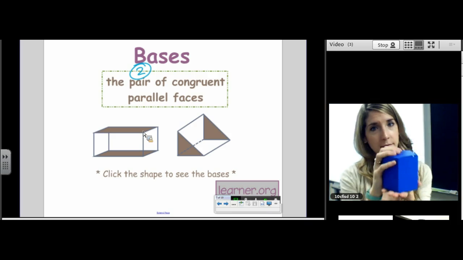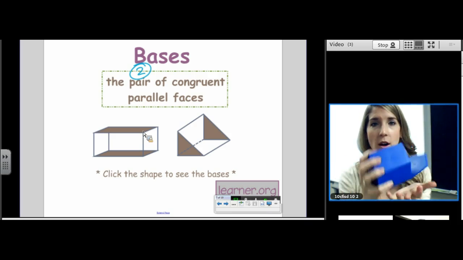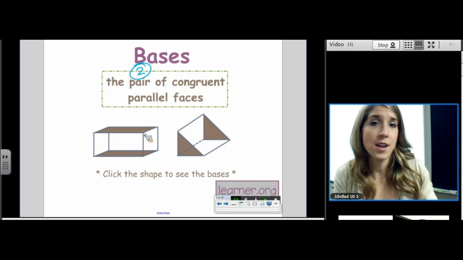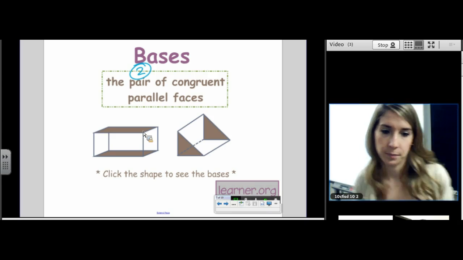So the prism is not always sitting on its base. It might be sitting on its lateral face. So the base, how do you identify it? It's whatever there's two of.